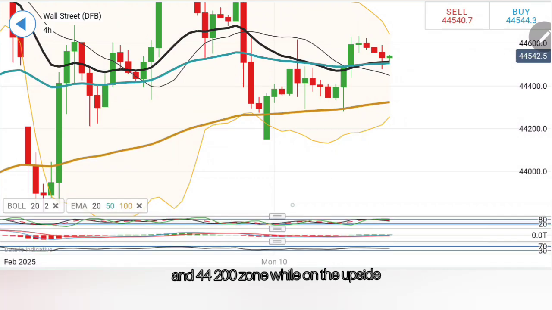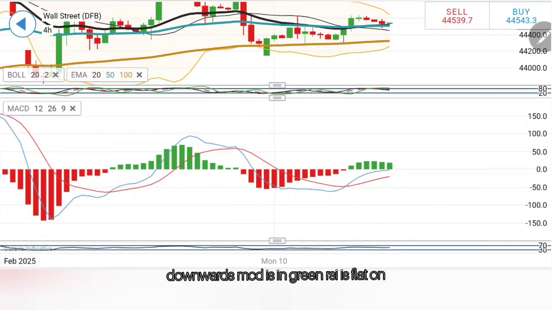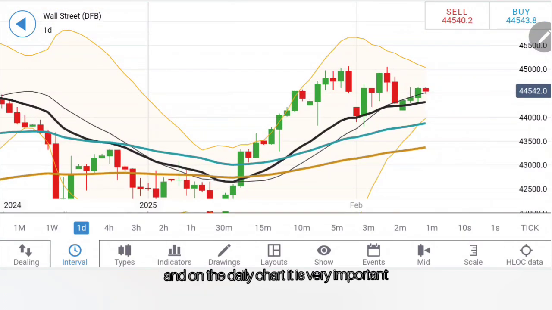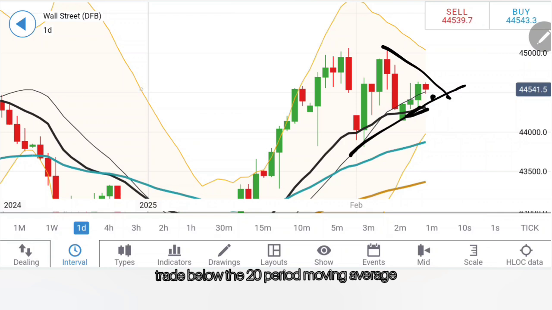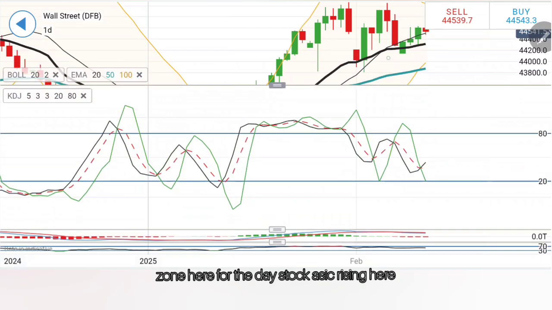While on the upside, before we come to the buying entries, stochastic is looking downwards, MACD is in green, RSI is flat on the 4-hour chart. And on the daily chart, a very important point to note: prices have taken the support from the 20 period, and thus it is very crucial for US30 to trade below the 20 period moving average that is sitting at around the 44,300 zone. So this is the zone you should watch out for. This is going to remain the prime support zone here for the day.